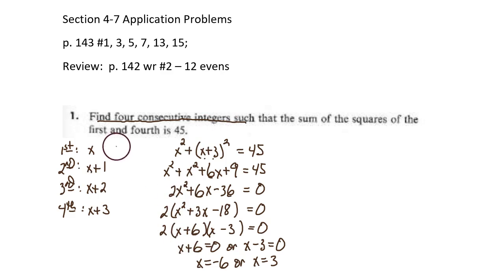If the first number was negative 6, then the next number is negative 5, the next one is negative 4, and the next one is negative 3. Or, if the first number was 3, then the next one is 4, then 5, then 6. So here are our 2 possible solutions to this problem.